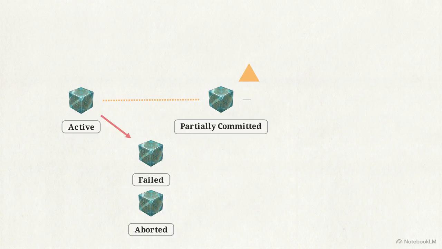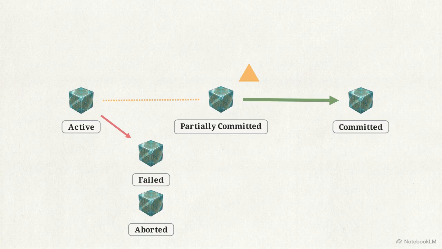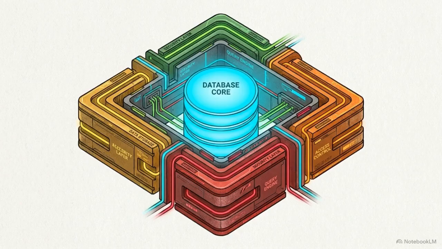But if the operations finish without error, we enter the partially committed state. This is a precarious middle ground. The logic is complete, but the data is not yet safe. Only when the data is written to persistent storage do we reach the committed state, the terminal phase of success, where durability is finally achieved. Navigating these explicit states correctly is the only way a database engine can actually uphold the ACID properties in practice.